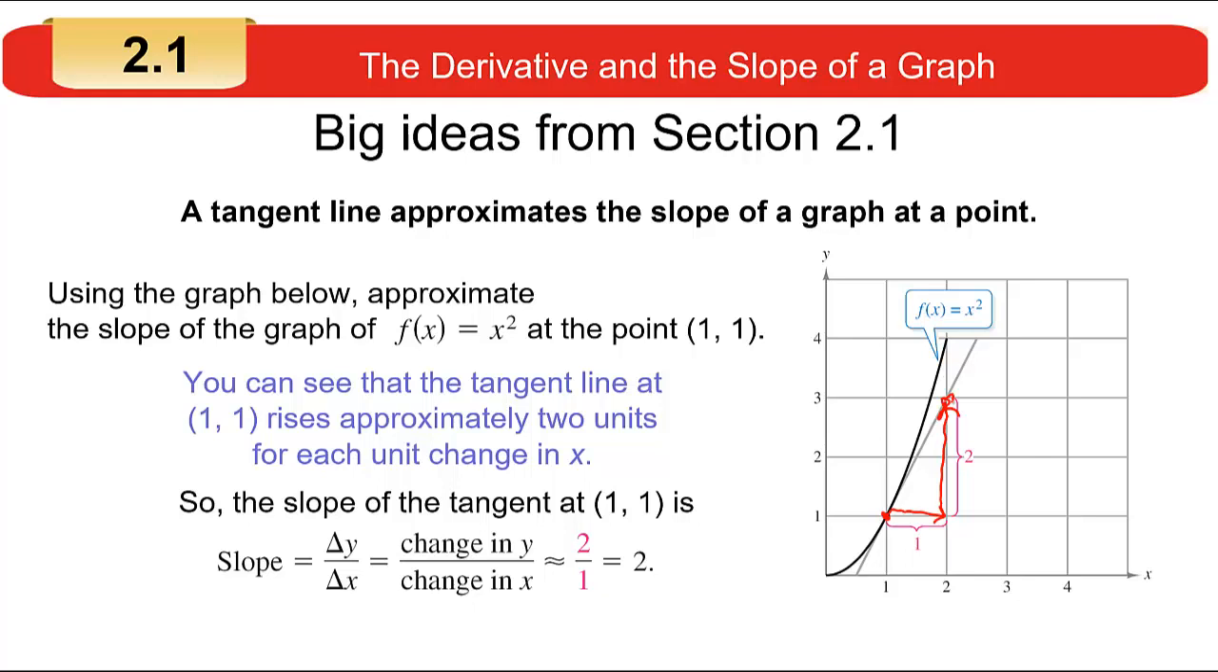That's all well and good when an approximate answer is good enough, and when you've got time to sketch things out and that sort of thing. We're going to learn some ways to get around that, but for right now, the basic idea, the big idea, is that a tangent line approximates the slope of a graph at a point. So if you're at a certain point, the tangent line gives you a way of measuring how steep that slope is at that point.